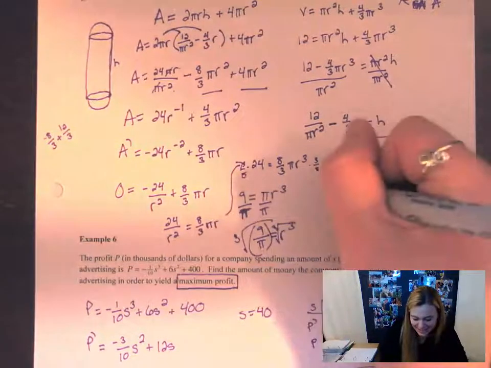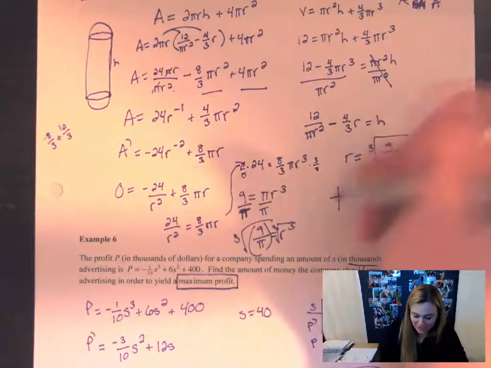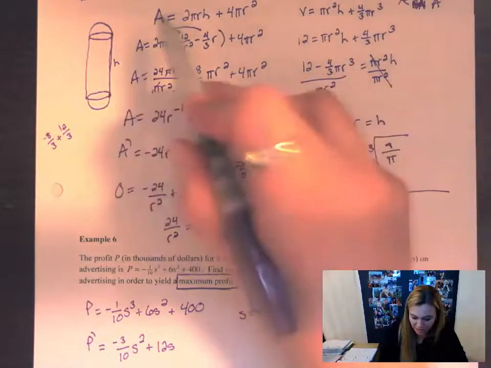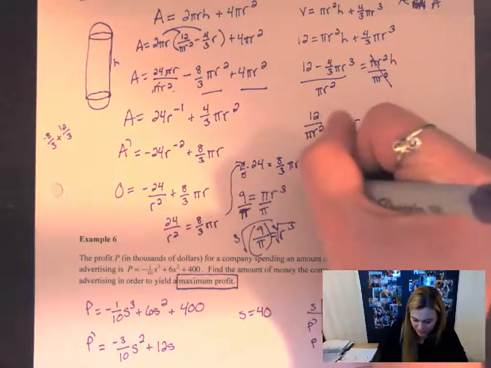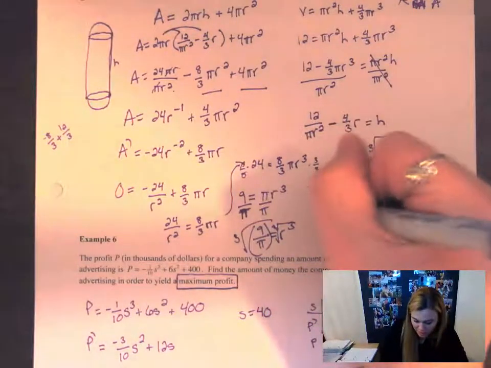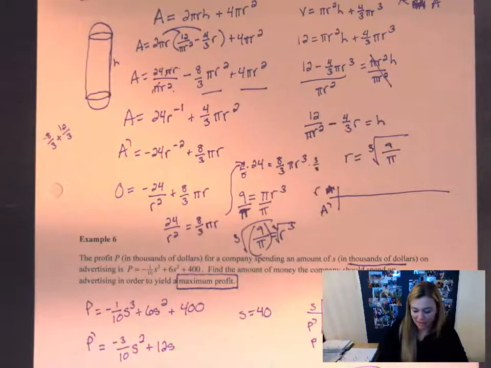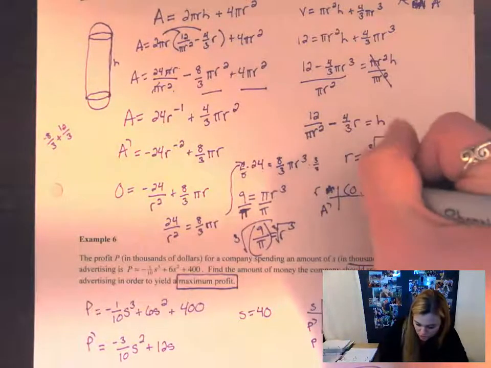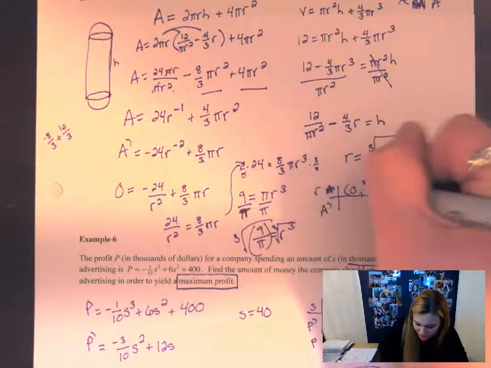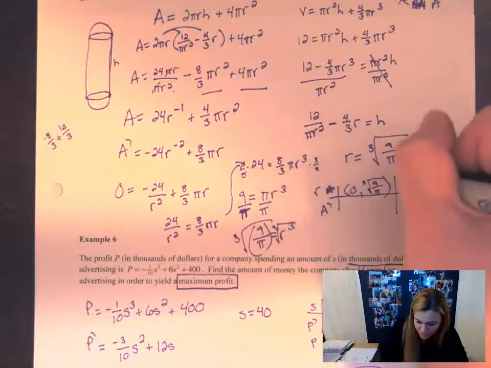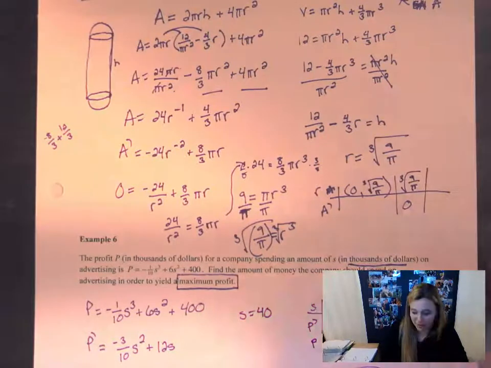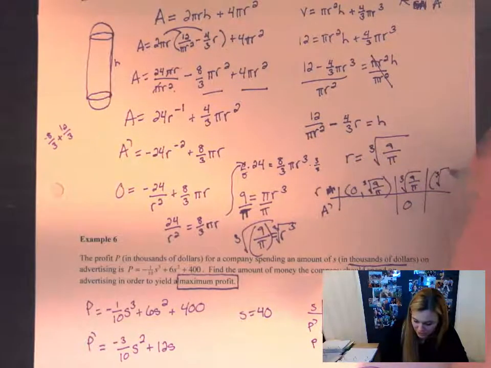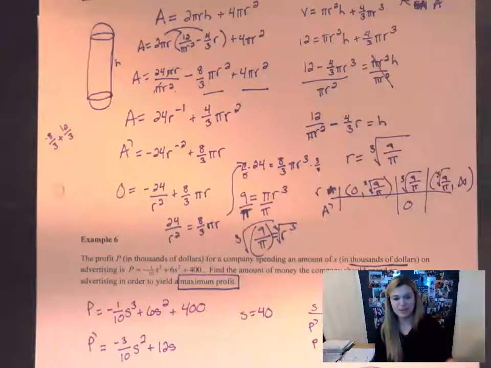Now I need to see, does this produce a minimum? So if I wanted a minimum surface area, I'm looking at the derivative of a. From 0 to the cube root of 9 over pi, at the cube root of 9 over pi, we get a 0. And then from the cube root of 9 over pi to infinity.